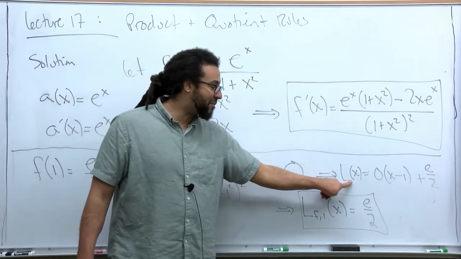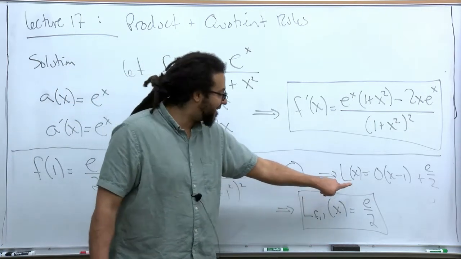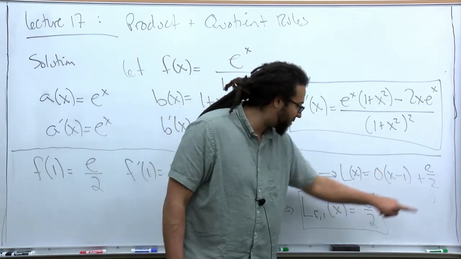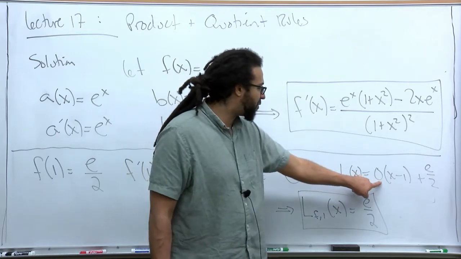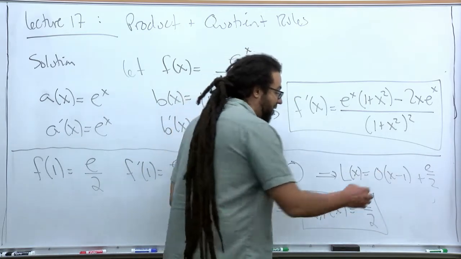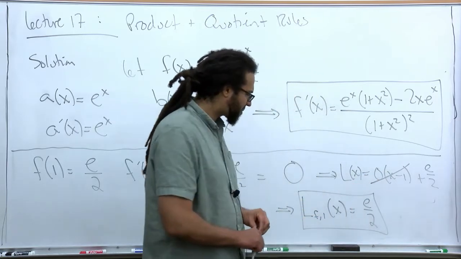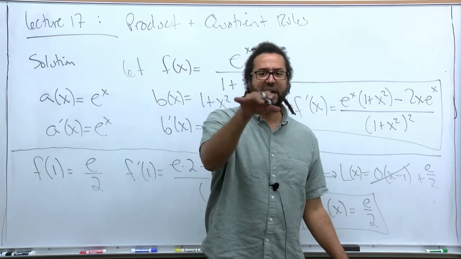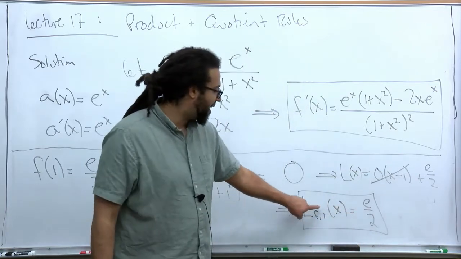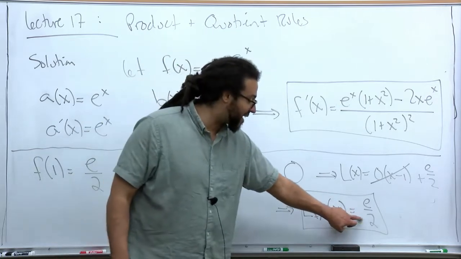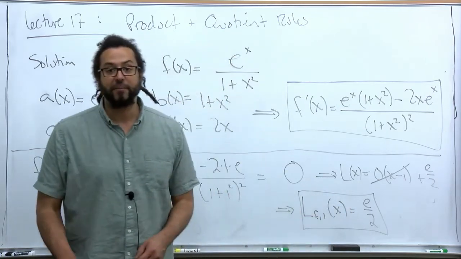And so now to remember to find the equation of the tangent line, it's f prime of 1 times x minus 1 plus f of 1. Well, f prime of 1 is 0, and then times x minus 1 plus e over 2. So this whole piece vanishes. And so the tangent line in this case is just a horizontal line, or the constant function L of x is equal to e over 2. So that would be a good final answer for part B.